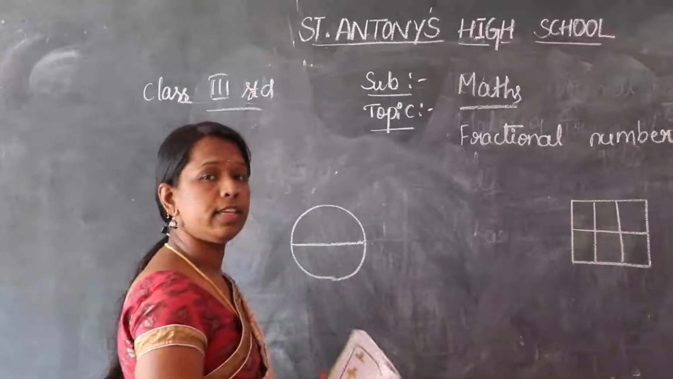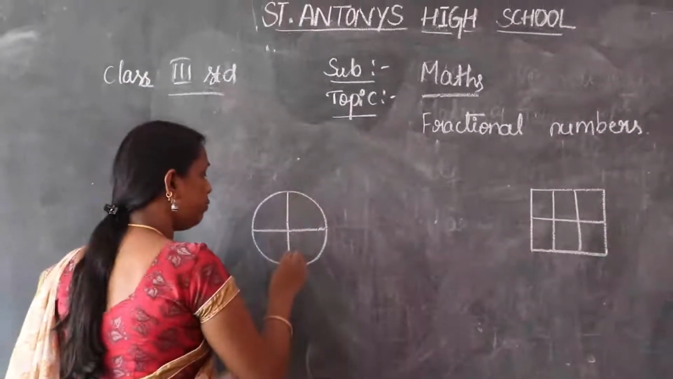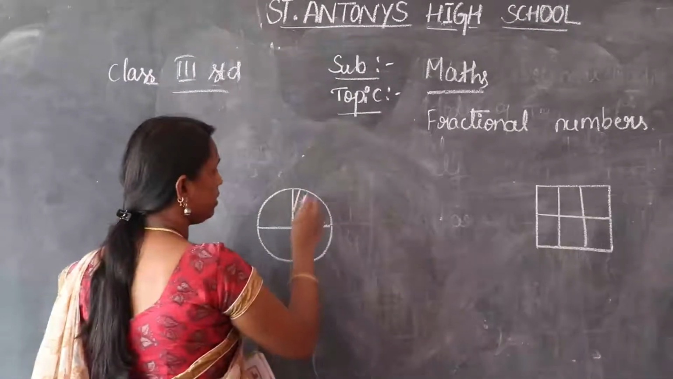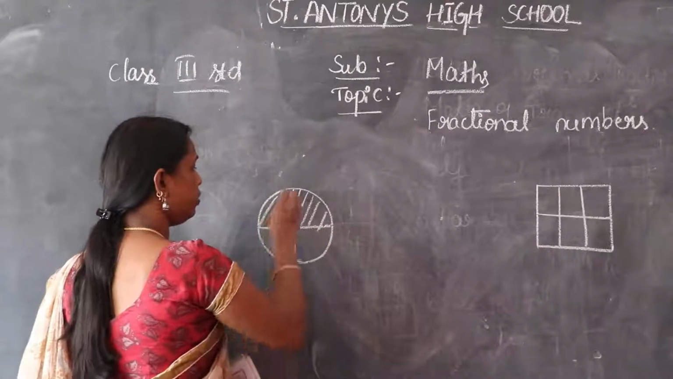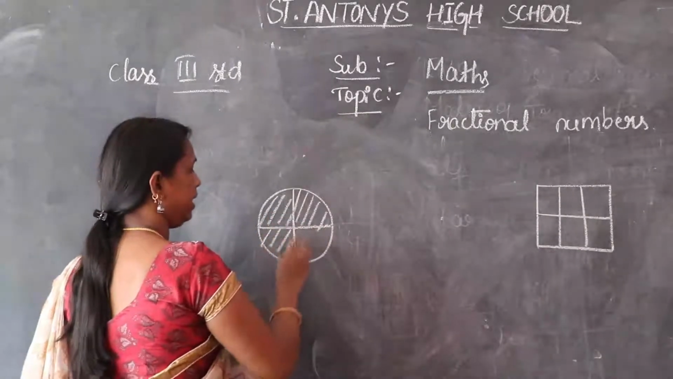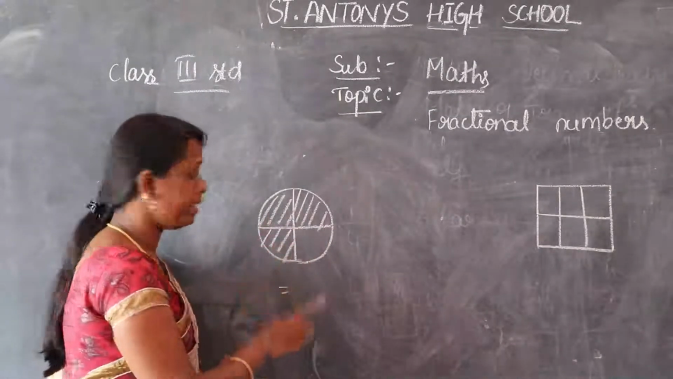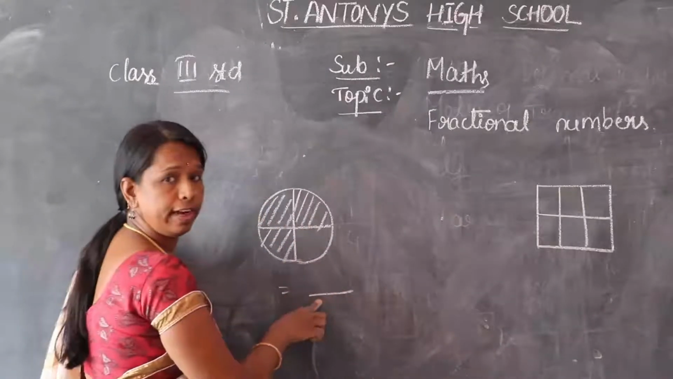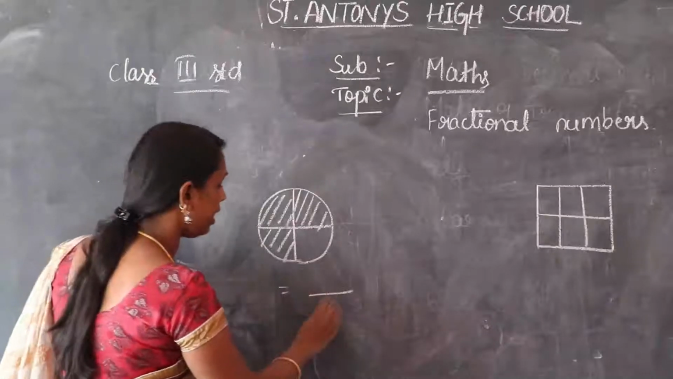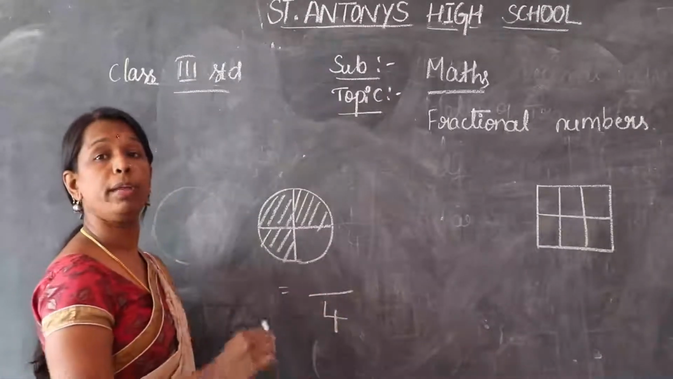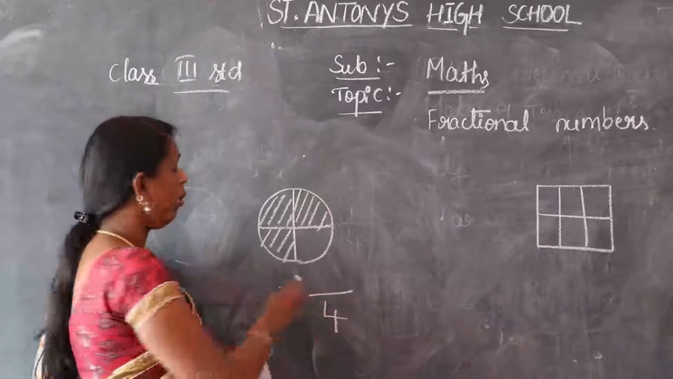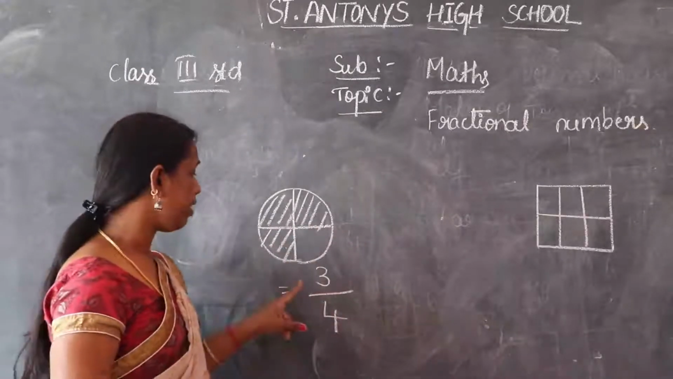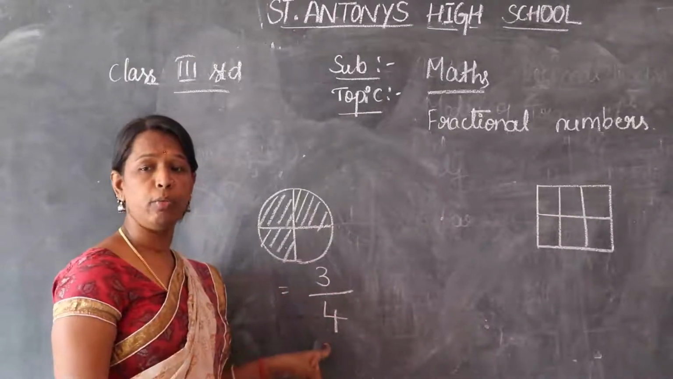And in a whole, children, if we take this circle, it is cut into 4 equal parts. Here I will shade 3 parts: 1, 2, 3. Here the total number of parts is 1, 2, 3, 4. This is called the dividing line. Below the dividing line, we write the total number of parts. How many parts are we shading here? 1, 2, 3. The number of shaded parts is 3. We call it 3/4. What, children?